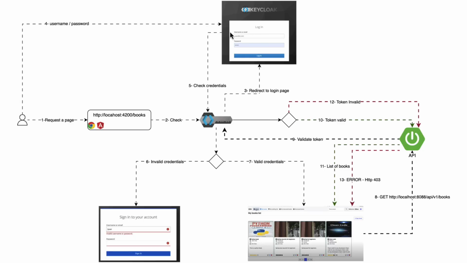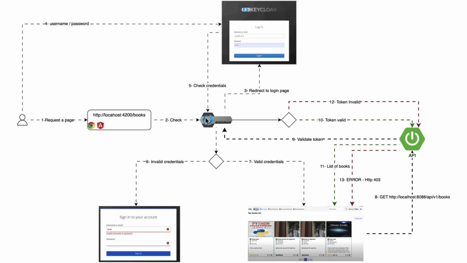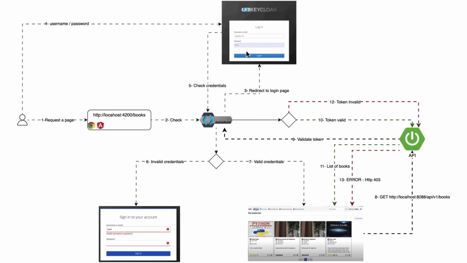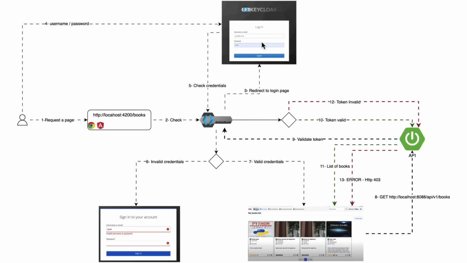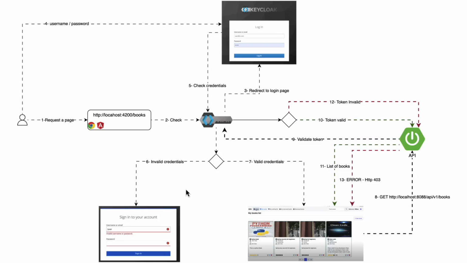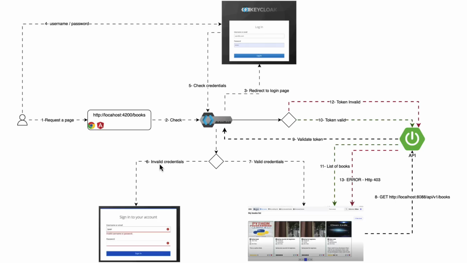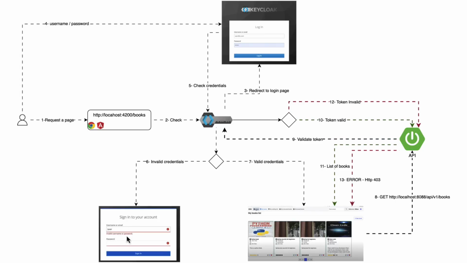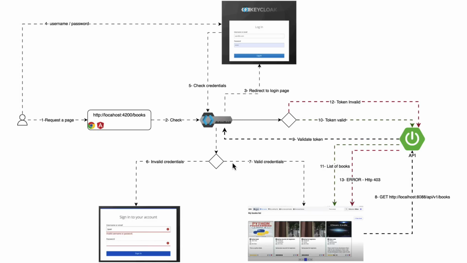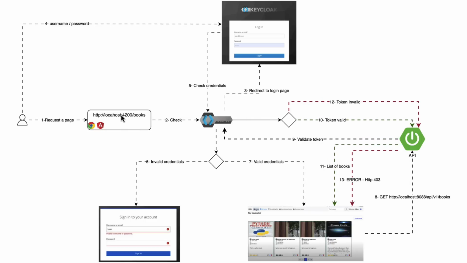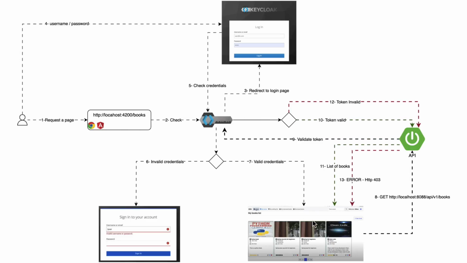After doing this, we will check the credentials against Keycloak. So after clicking on login, we will send the request to Keycloak with this information, which is the username and password. Once Keycloak checks the information, we have two possible options. The first one is if the credentials are invalid, we will display an error message saying invalid username or password. Otherwise, if the credentials are correct and valid, we will redirect the user to the requested page, which is localhost:4200/books, as you can see here.